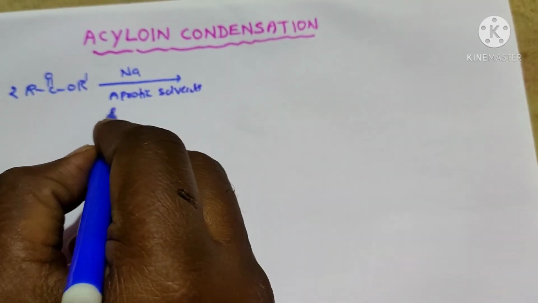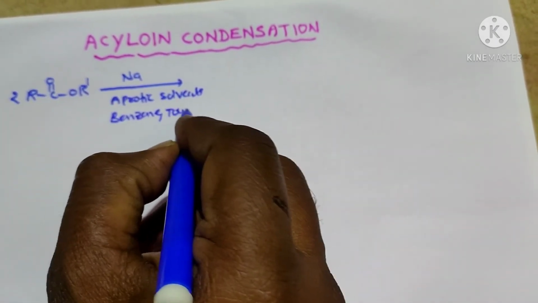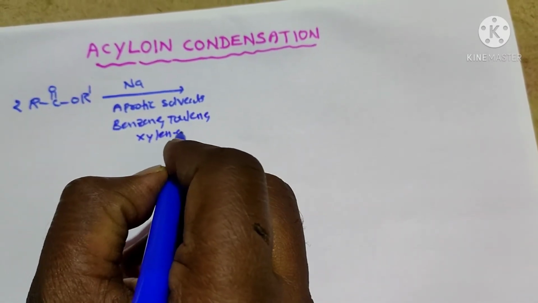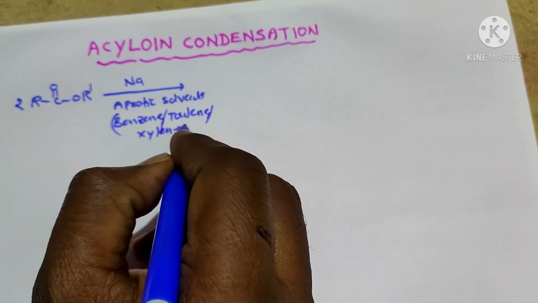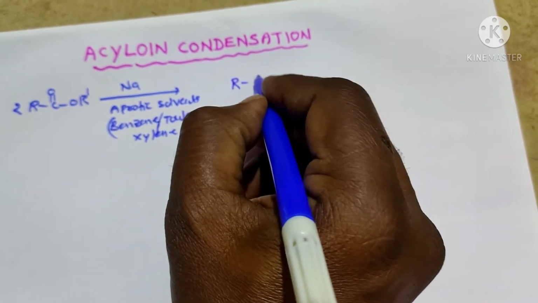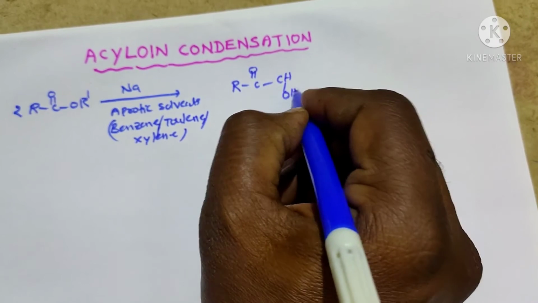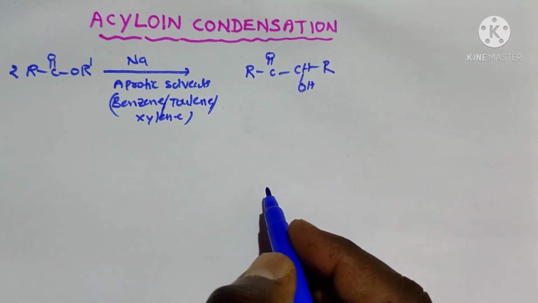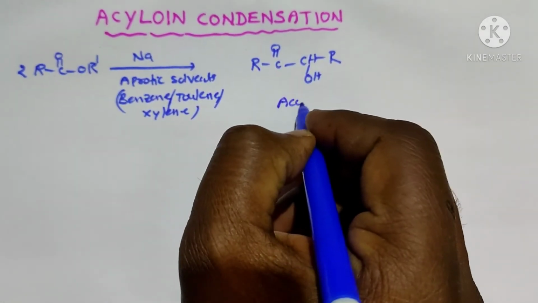like benzene or toluene or xylene. We can use any of these aprotic solvents. They give the Acyloin. Acyloin means alpha hydroxy ketones. Again, alpha hydroxy carbonyl compounds are known as the Acyloin. So this is Acyloin.